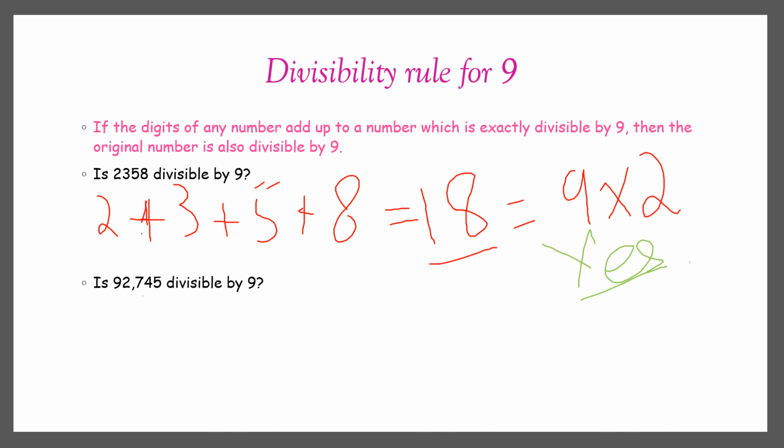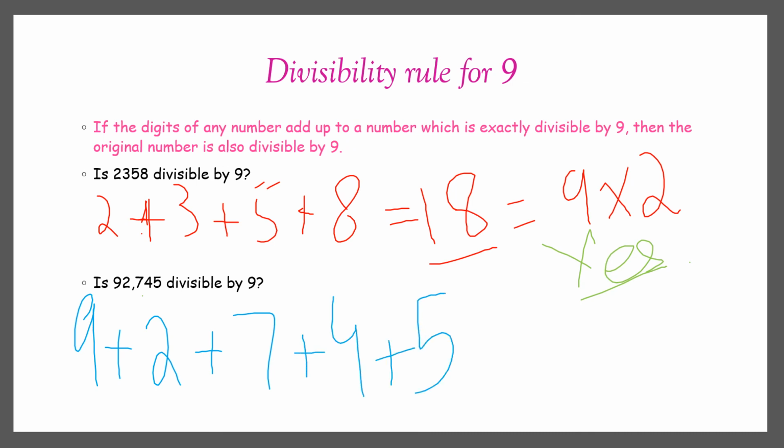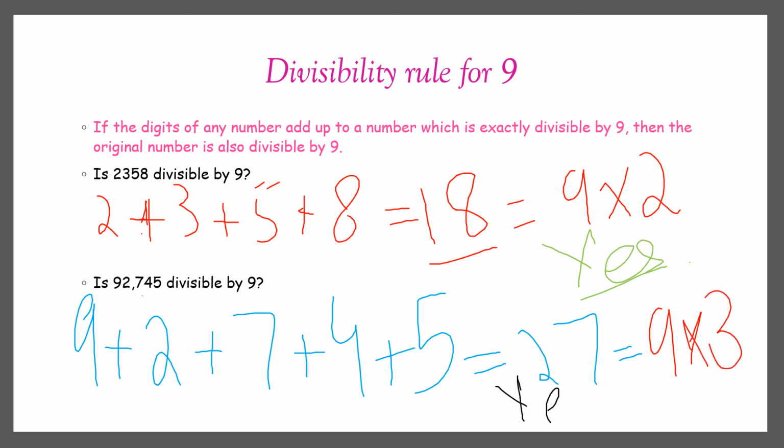Now let's see this one. Let's add all the digits first. 9 plus 2 plus 7 plus 4 plus 5 is 27. So yes, it is divisible by 9 because 9 threes are 27. So yes, this whole number 92,745 is also divisible by 9.